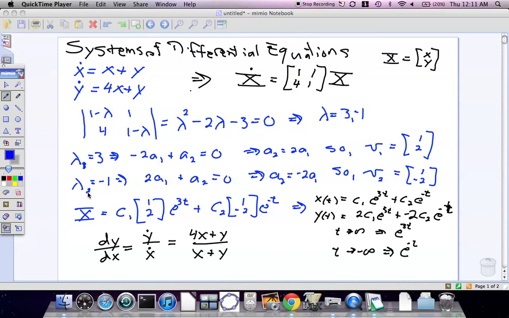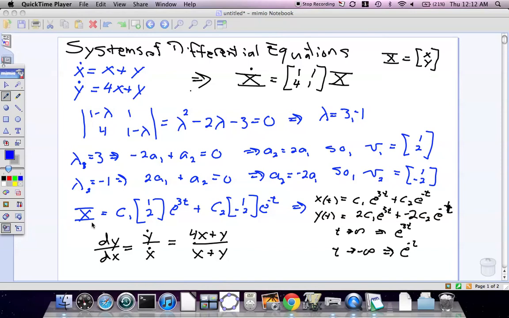Over here, our second eigenvalue is negative 1. Plugging that in here, 1 minus negative 1 is 2, so 2a1 plus 1a2 equals 0. Solving for a2 gives a2 as negative 2a1. If a1 happened to be 1, a2 would be negative 2, and so one version of the eigenvector is 1, negative 2. We want the direction. That's a simple version of that direction.